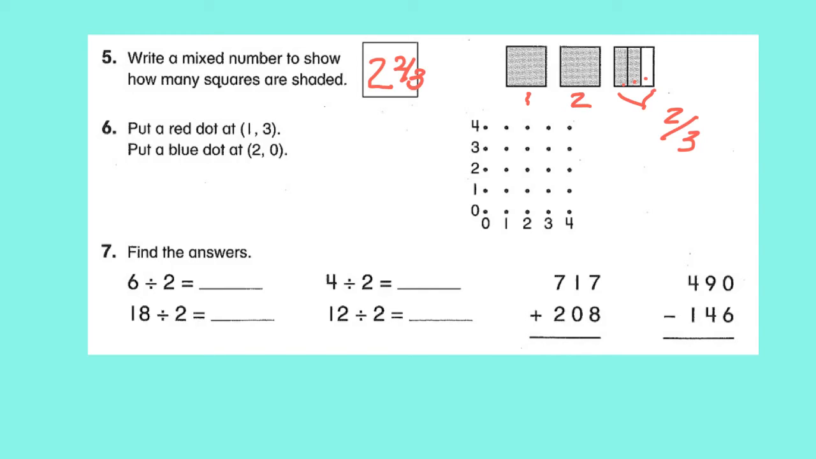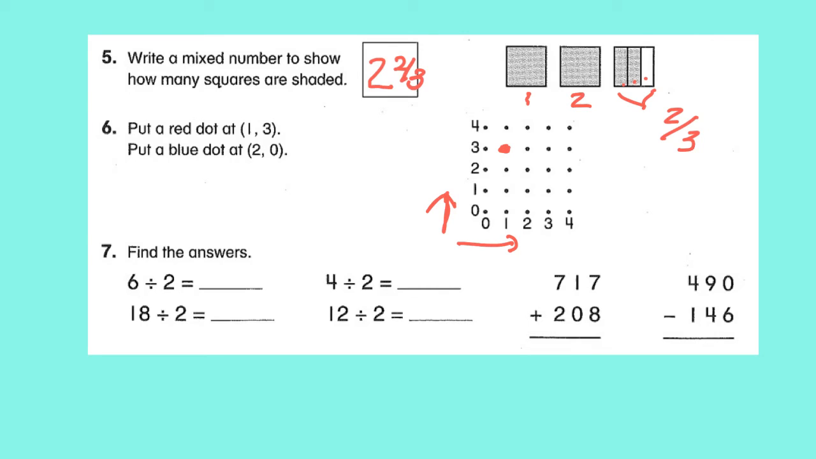Number 6, put a red dot at the coordinates 1, 3. Remember, we go across this way first for the coordinates and then up. So we're going to start at the origin, which is 0, 0, and count across 1, then up 1, 2, 3. So this is going to be our red dot at 1, 3.